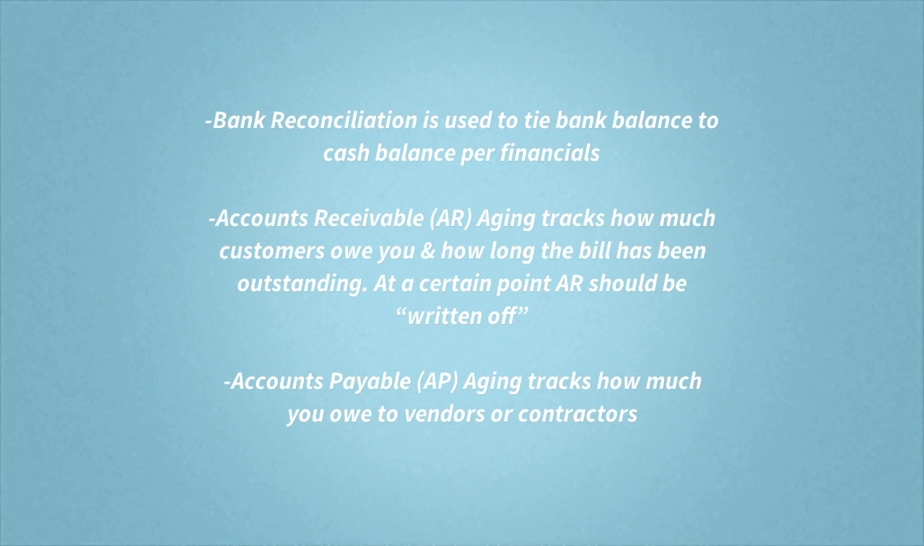The bank reconciliation is used to tie the bank balance to the cash balance per the financials. The accounts receivable aging tracks how much customers owe you and how long the bill has been outstanding. At a certain point, AR should be written off. Accounts payable aging tracks how much you owe to vendors or contractors.